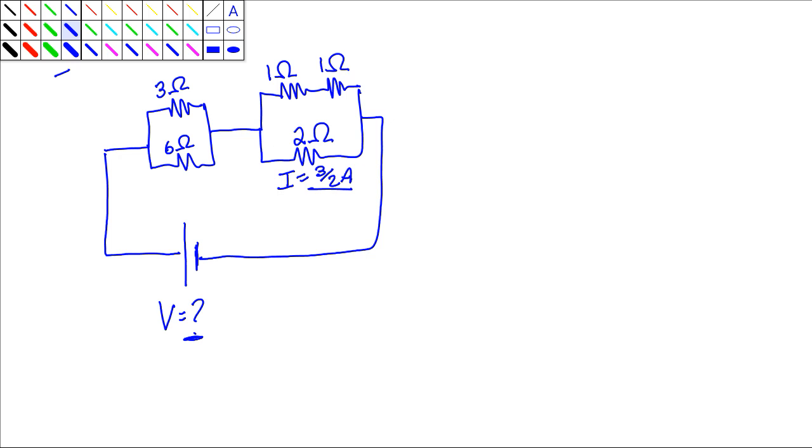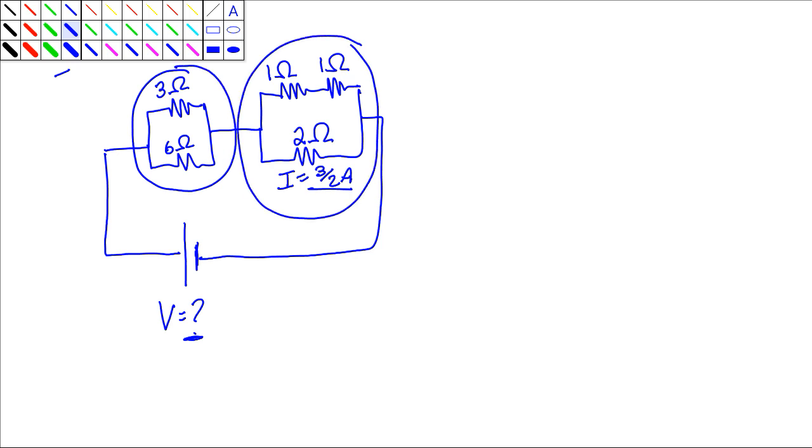Well, let's start just by finding the equivalent resistance of these two, and then of this branch. Now these two branches are in series with one another. Of course, the 3 and the 6, that's 1 over 3 plus 1 over 6. That's equal to 2 ohms. So I'm going to have a 2 ohm resistor here.